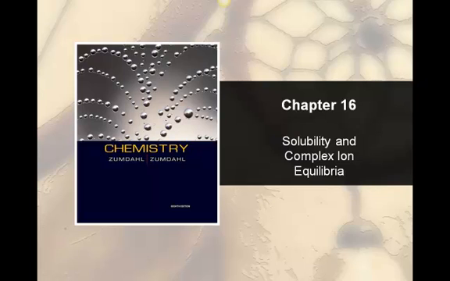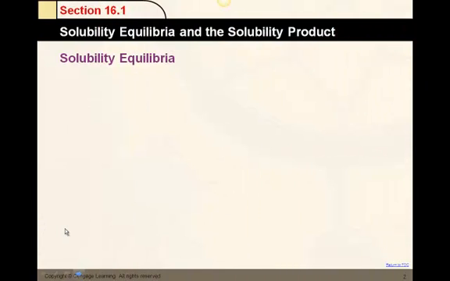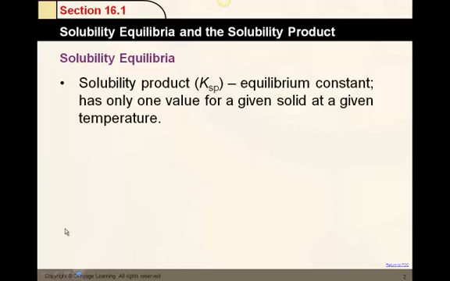Chapter 16 is about solubility and complex ion equilibria. We did this topic in intro chemistry, so the first part of this discussion will be a bit of review, at least this first section of material. Solid equilibria. Remember, there is a value of K, like we had Ka and Kb and Keq. We have something called KSP.